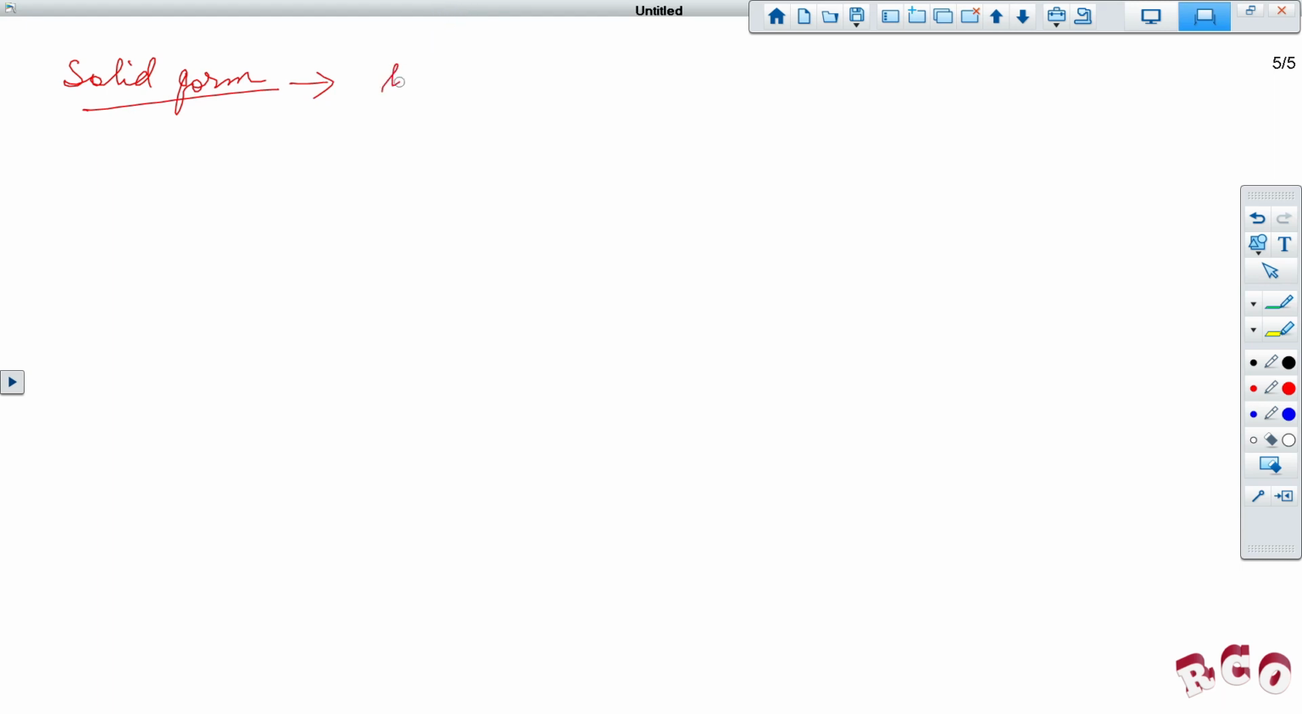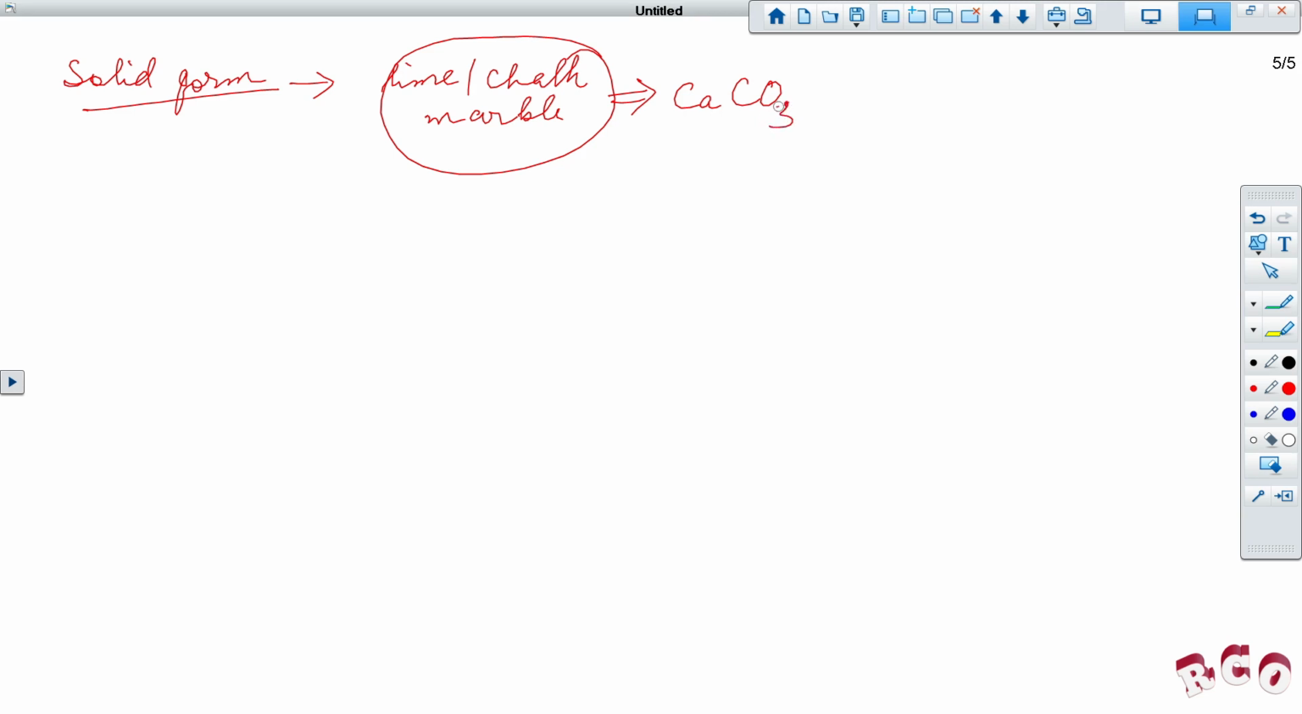Lime or chalk or marble. It is a compound of calcium carbonate. So why is it CaCO3? Let me explain in brief. Calcium has atomic number 20. So 2, 8, 8, 2. It has a valence of 2. It will lose electrons, so it will be 2 plus.